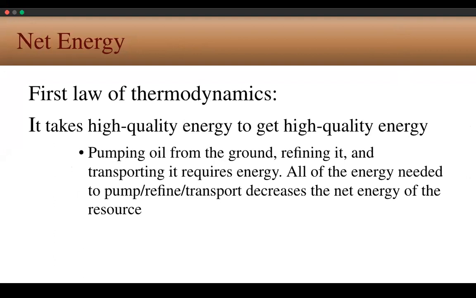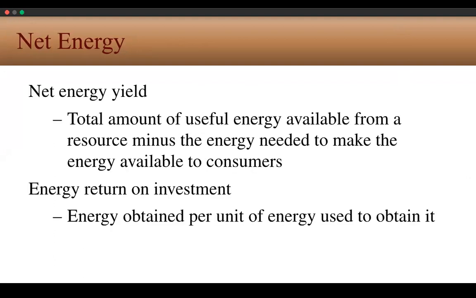And so when we're talking about net energy, I want you to recognize that, even within some of these different resources, you can have different amounts of net energy based on how difficult or easy a resource is to extract. So the official definition of net energy is the total amount of useful energy available from a resource minus the energy that's needed to make the energy available to consumers. And we're going to go through and talk about coal, oil, natural gas, and uranium today, and understanding what the net energy is for each of those.